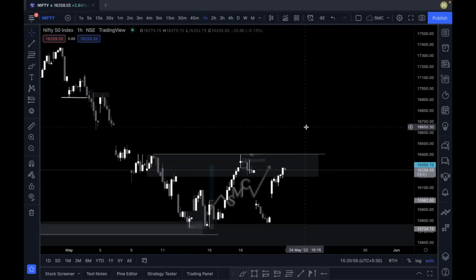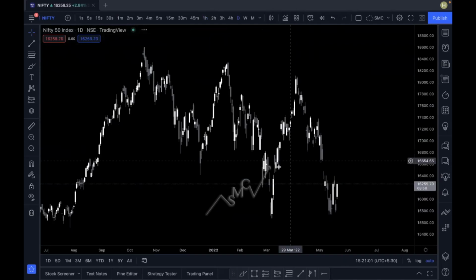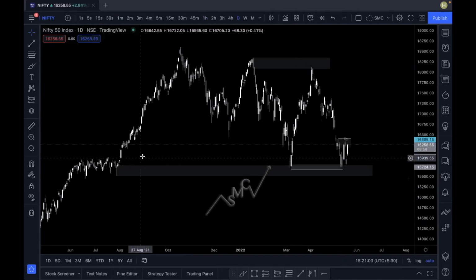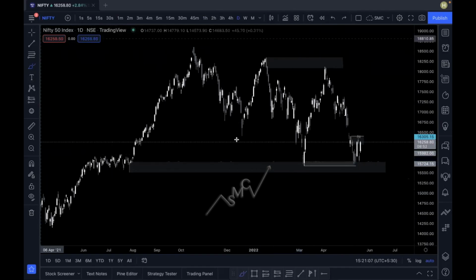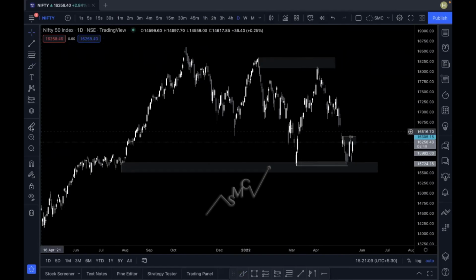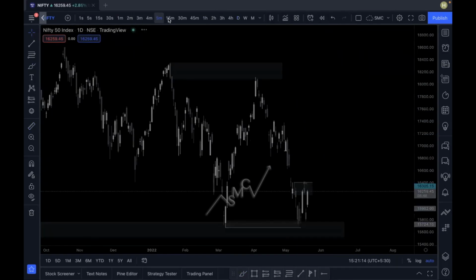This is exactly the zone that I had discussed in one of my posts. I got a lot of positions here, in this exact area, had a nice ride up, and I've just added a few more positions. So let's see.